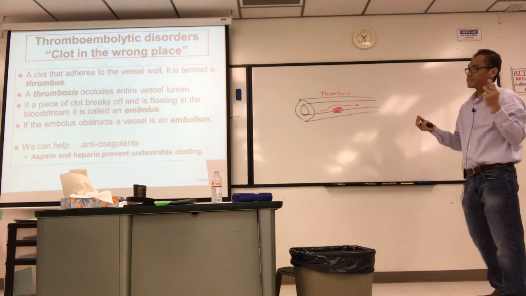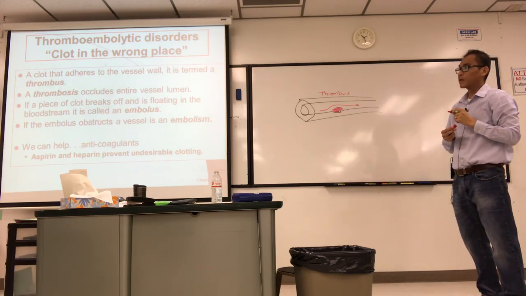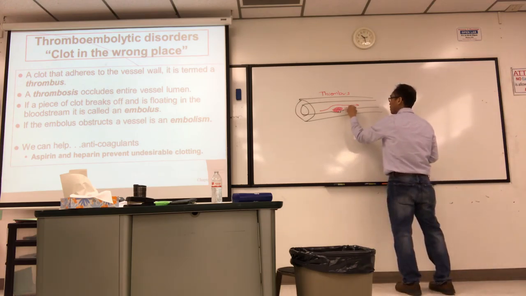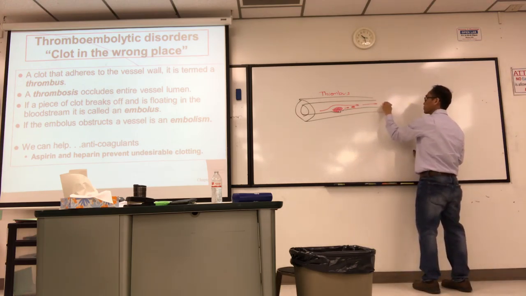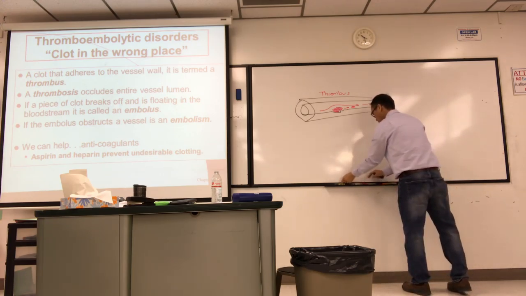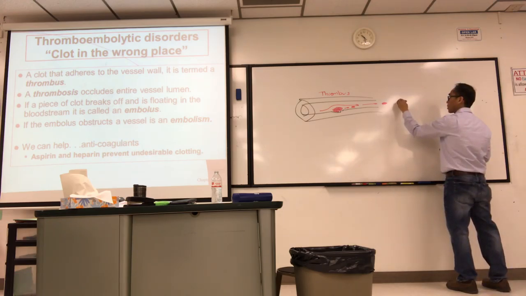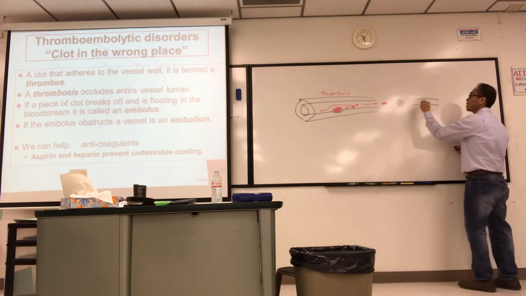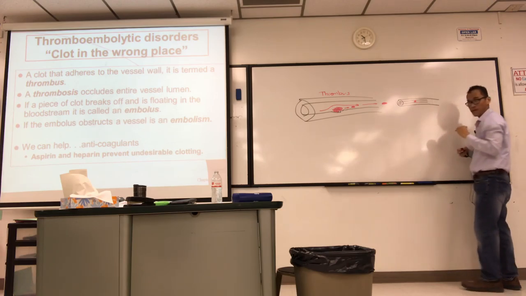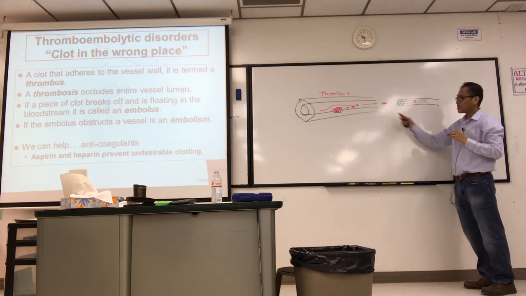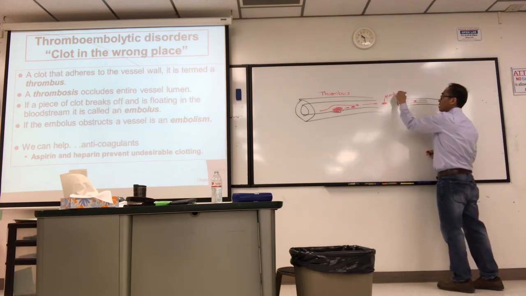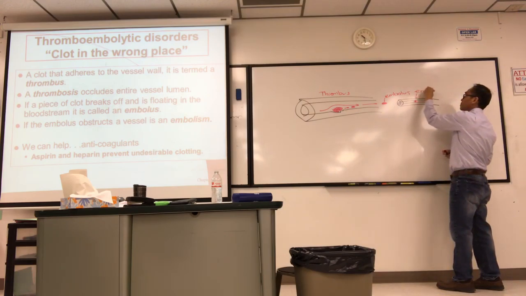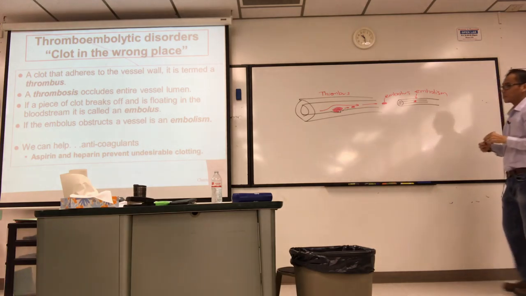But let's say a piece of the clot breaks off and gets into the circulation. That's called an embolus. So a piece breaks off, circulates, goes downstream. However, as you branch out and the arteries get smaller, what if it gets lodged in a smaller blood vessel? That's not good. If it happens in the lungs, it can lead to death. It's called a pulmonary embolism. So the piece of clot that's floating around is an embolus. When it gets stuck, it's an embolism. And the tissues downstream can infarct and die.